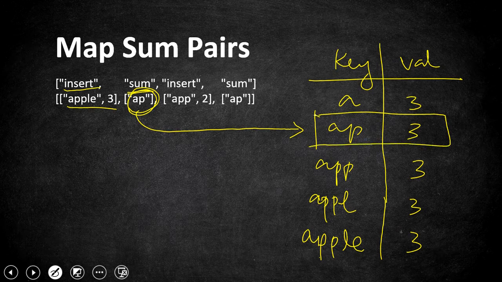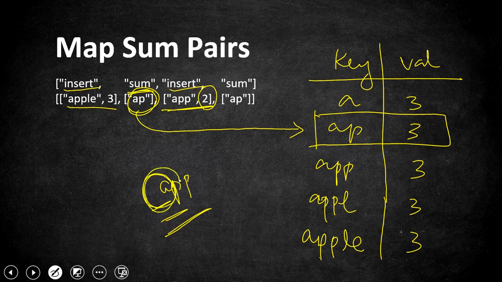So again it goes to the next word, insert APP. Here in this case we again have the word APP. So what we are going to do is again find all possible prefixes for this word. The possible prefixes are going to be A, AP and APP. Here the value is 2. For A there is already 3, so we are going to update its value by plus 2.